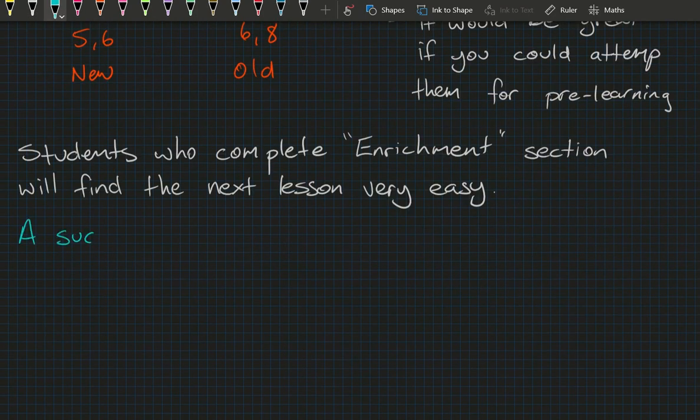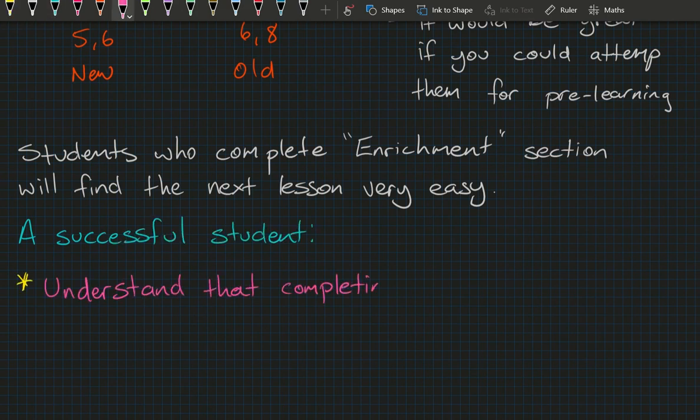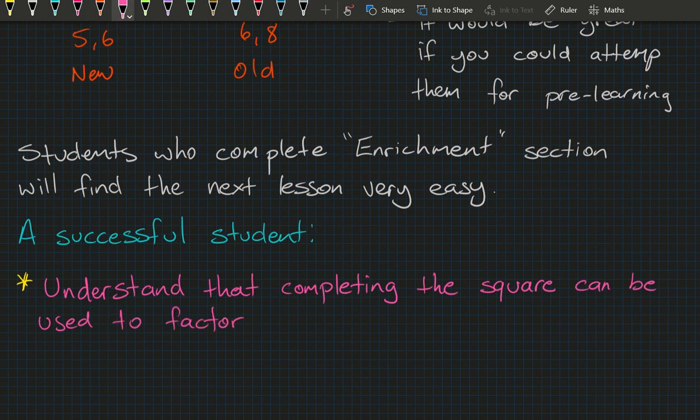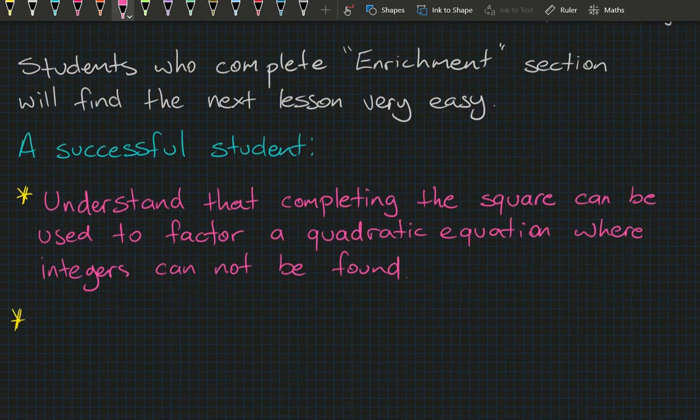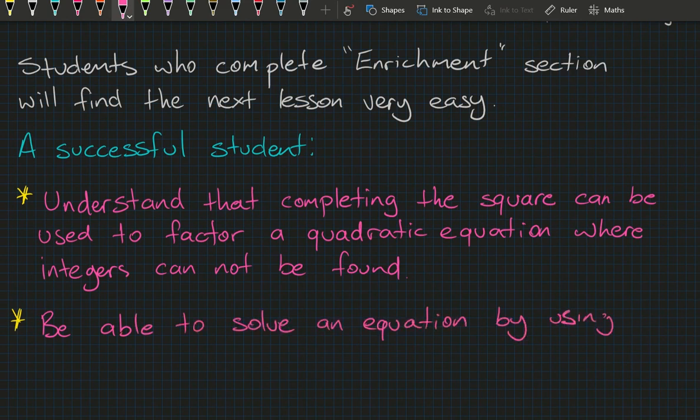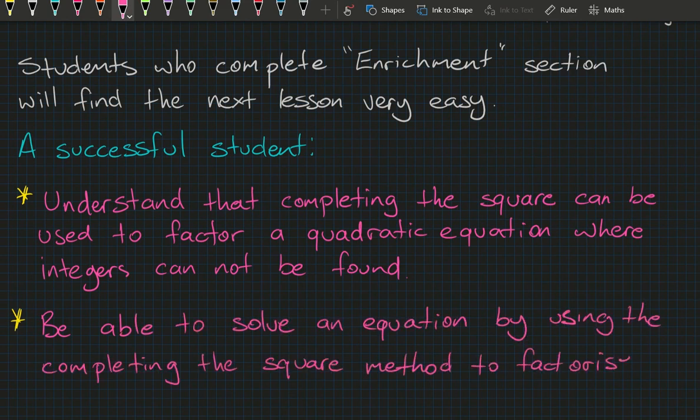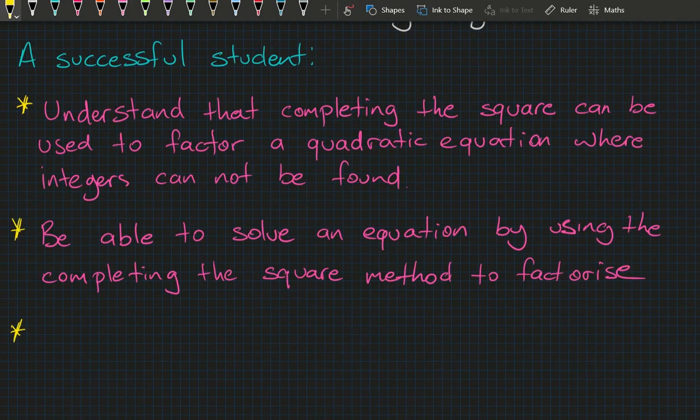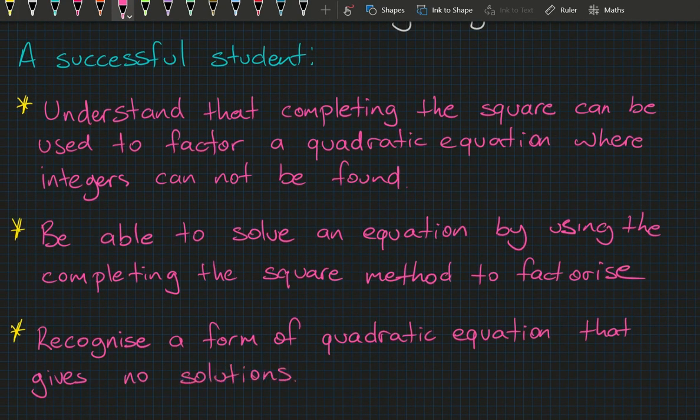Alright, so for this class, a successful student will understand that completing the square can be used to factor a quadratic equation where integers cannot be found. They'll be able to solve an equation by using the completing the square method to factorise. And finally, recognise a form of quadratic equation that gives no solutions.